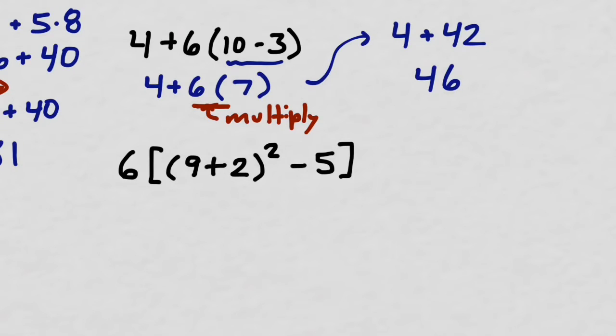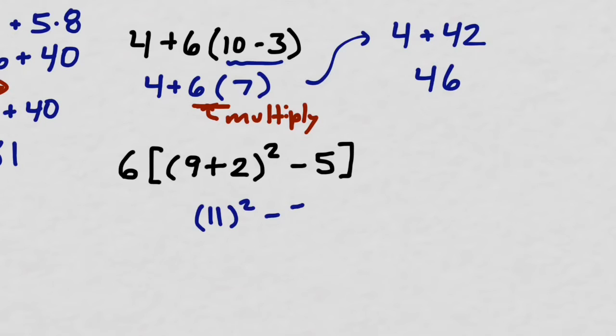In the second expression, again, we have even more grouping symbols, and so let's take a look at that and think about what we want to do first. Well, I have these brackets. Inside the brackets I have parentheses, so this is inside the deepest set of grouping symbols, so I want to start there. So we do the addition first. Of course, 9 plus 2 is 11.